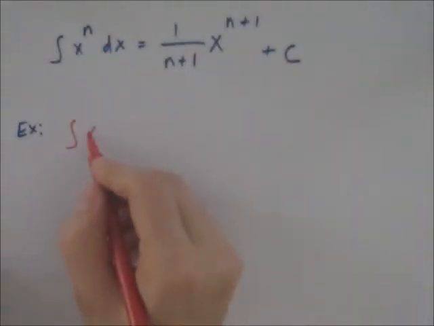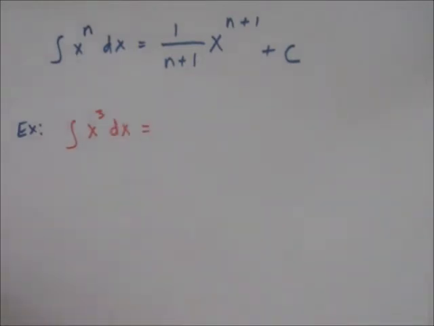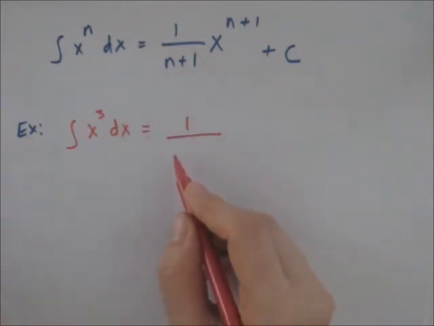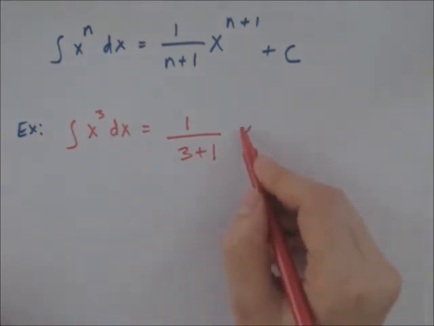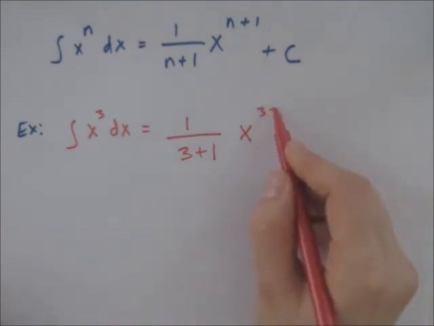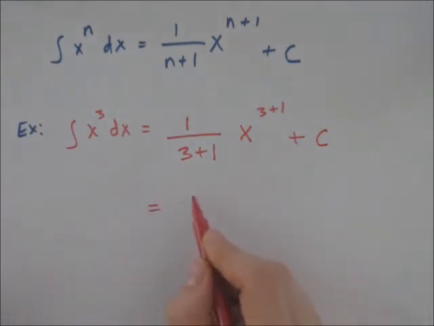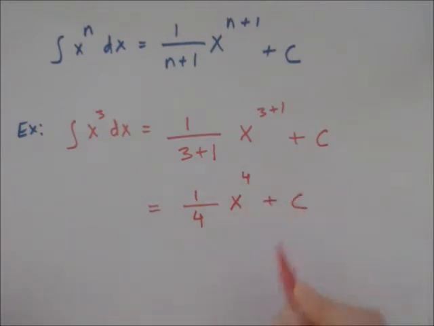Let's say we have x to the third dx. I have to take an integral of this. If we follow our formula, it's going to be 1 over n plus 1, where n is 3, so 3 plus 1. Then we have x to the n plus 1, so 3 plus 1, plus c. So this is equal to 1 over 4 x to the 4 plus c.